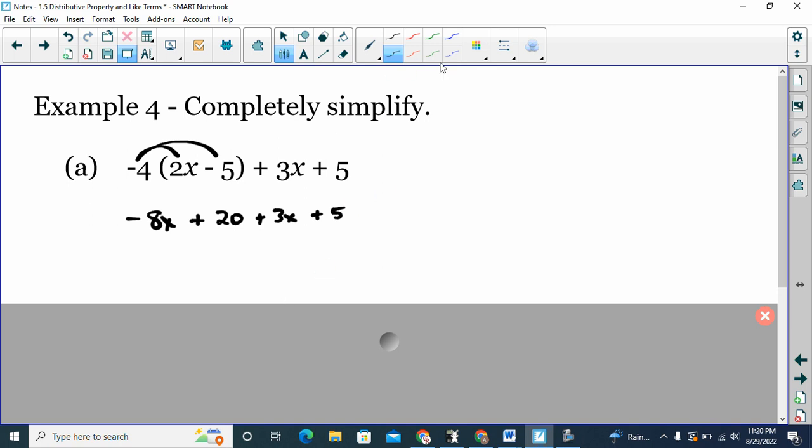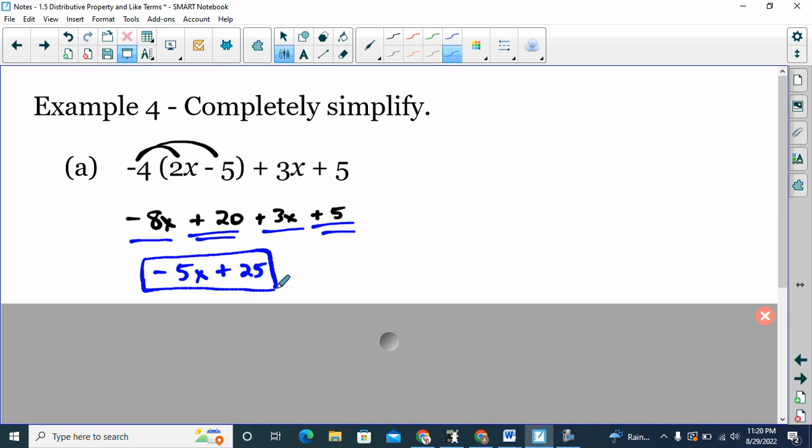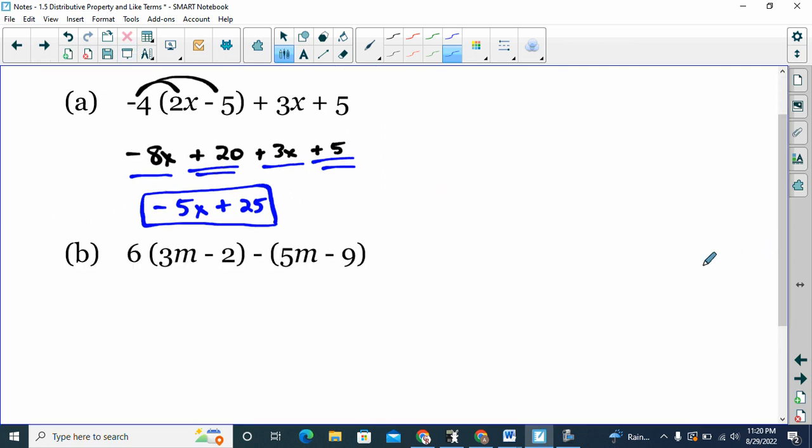Now we have some like terms to combine. Negative 8x and positive 3x. I think we had that same one previously. Negative 8x plus 3x is negative 5x. And numbers, those are like terms as well. Plus 20 plus 5 is 25. And we have completely simplified the expression.